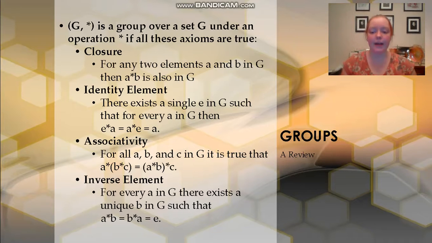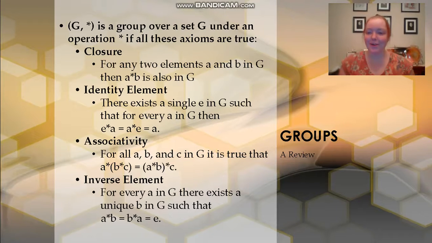So the final axiom is going to be the inverse element, and that just states that for every element in G, there is a unique element also in G such that those 2 elements multiplied together gives you the identity. So what we already established was that 0 was the identity for integers under addition. And if you take a 1, the integer 1, and the integer -1, and you add them together, you get the identity 0. So that makes 1 and -1 inverses of each other. So you have to follow those 4 axioms in order to be considered a group.